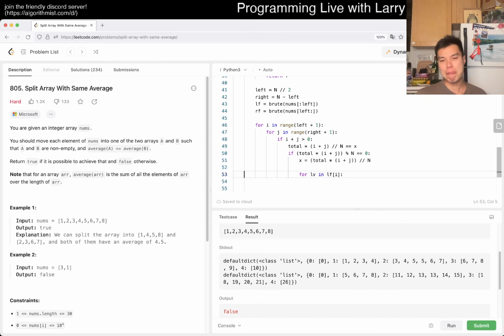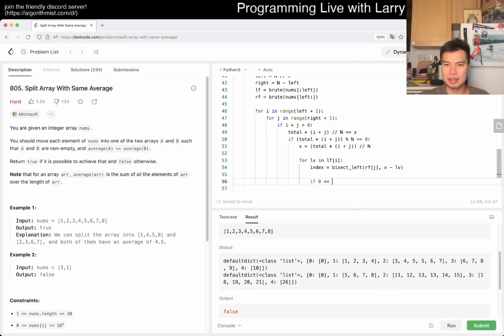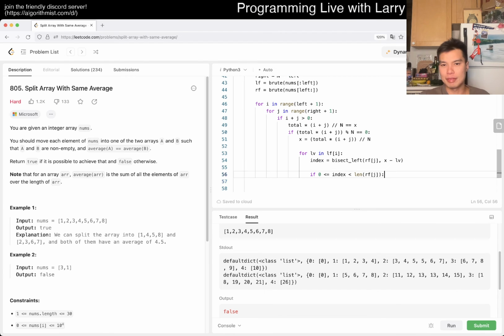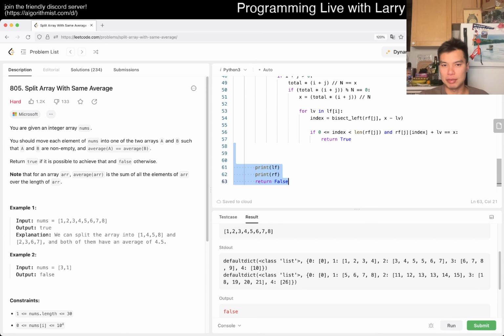So that's the number we're searching for. Now for left values, we're going to search from R of f of j. We're going to bisect left, searching for x minus LV. So this is the index. If this is inside the length of R of f of j, and R of f of j of index plus, I guess if this is equal to X, no, I guess it's this plus LV. If it goes to X, just to verify it, then we can return true, because that means we found a number, and otherwise we return false.